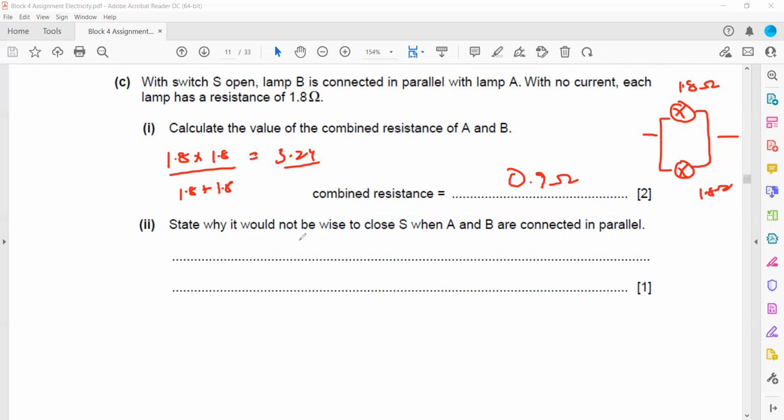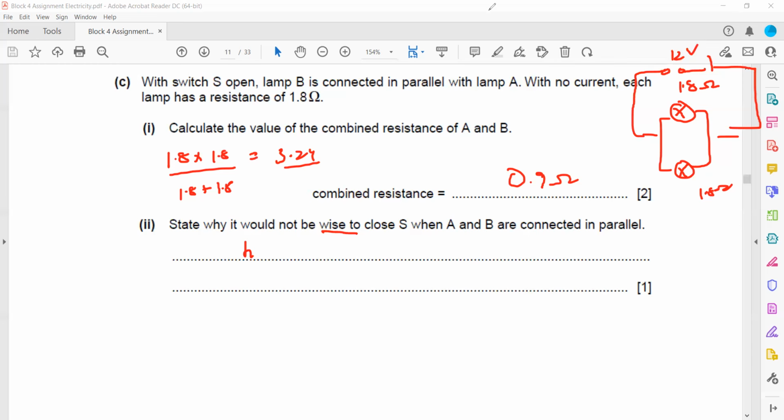Then they are saying state why it should not be wise to close the switch when they are connected in parallel. So why should we not close the switch here when we connect them in parallel, like we have a 12-volt supply? Because what happens if we close the switch? The circuit has a low resistance, so it will have a very high current.